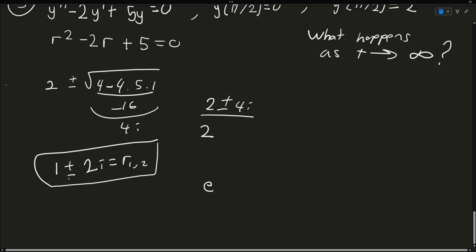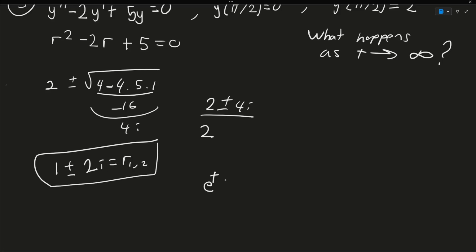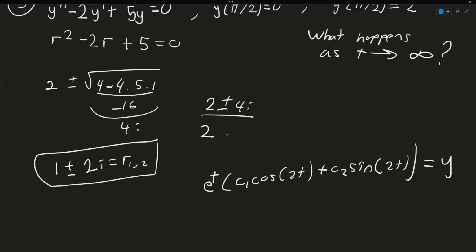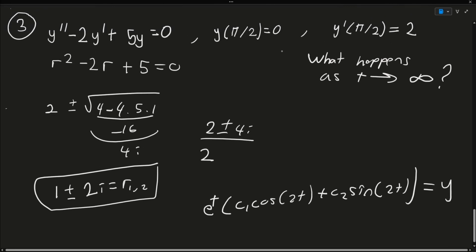e to the real part, e to the t, times c1 cosine of the non-real part, 2t, plus c2 sine of the non-real part, 2t. Okay, we have the solution, and now we can plug in the initial values to get c1 and c2.